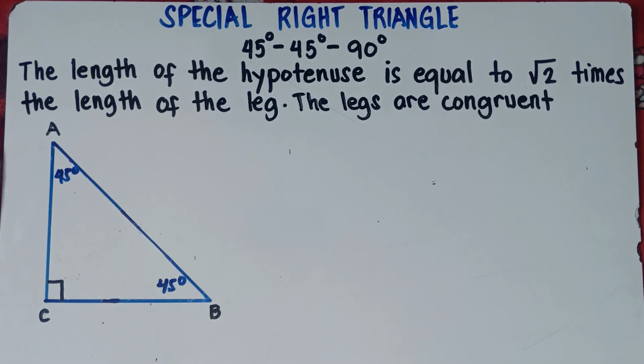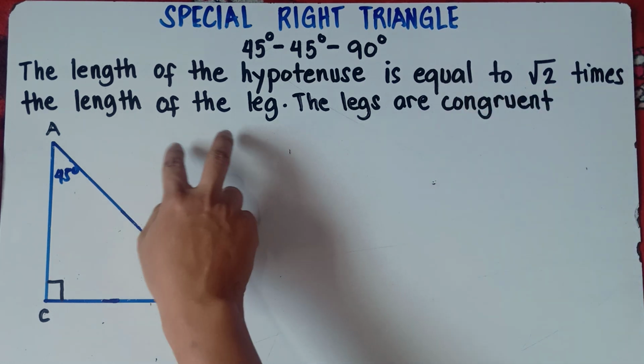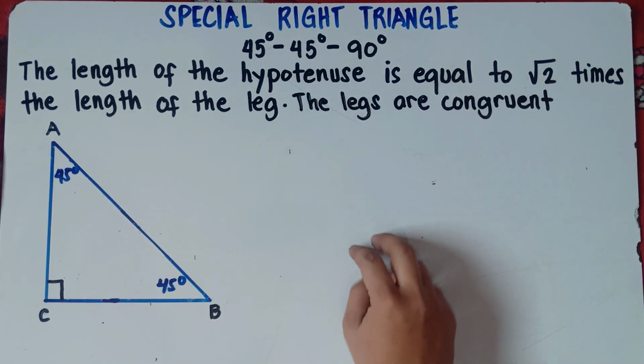Our topic for today's class is all about the special right triangle, and we're focusing on the 45-45-90 degrees angle. So without further ado, let's do this topic. Now, according to the theorem, the length of the hypotenuse is equal to square root of 2 times the length of the leg. The legs are congruent.